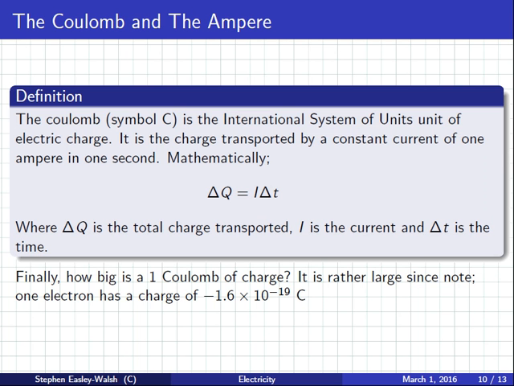A proton, the only difference with a proton is what? It's a plus instead of a minus. So if you have 1 coulomb, you must have a lot of electrons or a lot of protons. It's a lot.